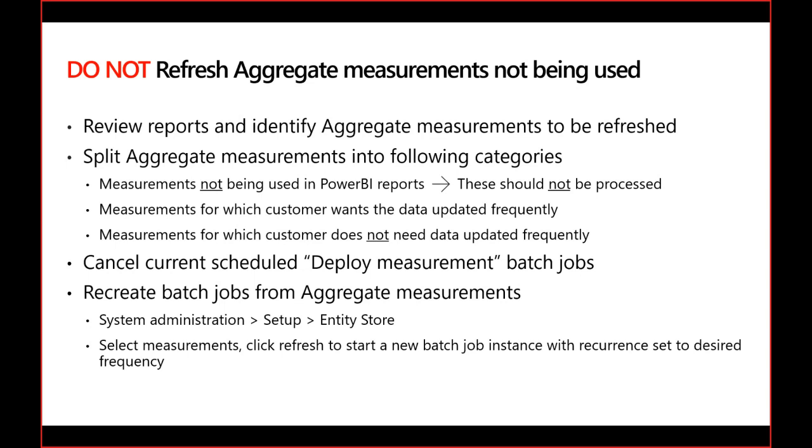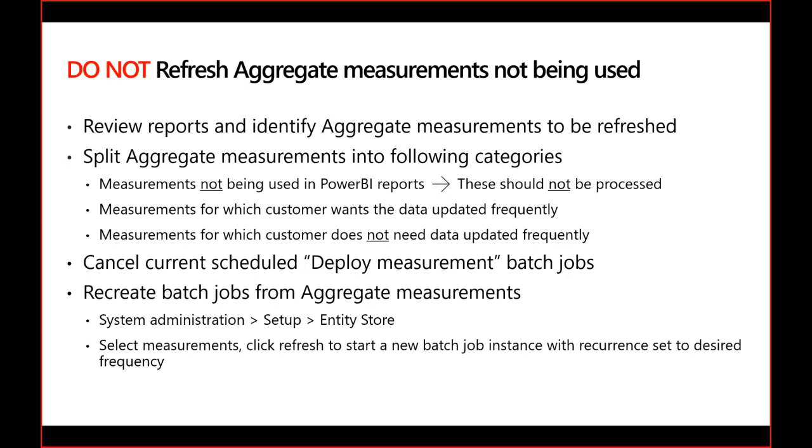The whole advice here that we give is that you try to split aggregate measurements into categories. Okay, this one I don't need, so it doesn't have to be processed. Some of them maybe I would like to have updated frequently, like hourly, so this is one bucket. The other one could be maybe only needing the data refreshed daily. That could be another bucket. So the whole idea is that you split them up. Then the advice is to cancel the current scheduled deploy measurement batch job.